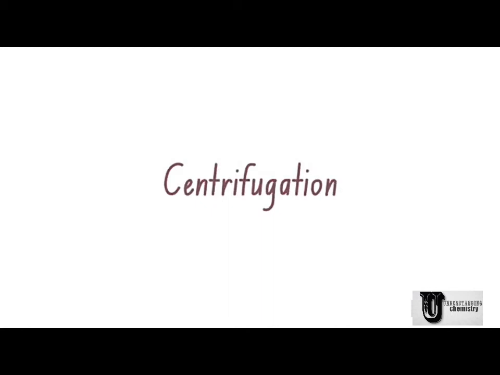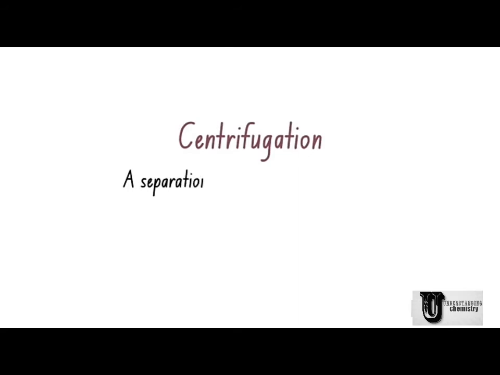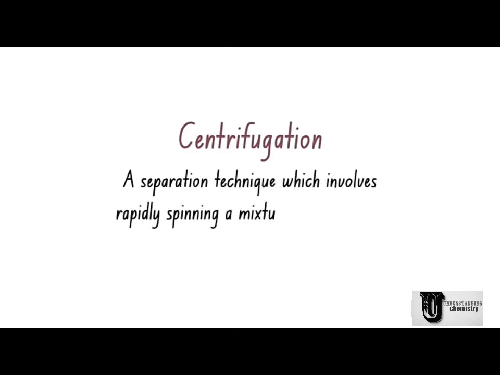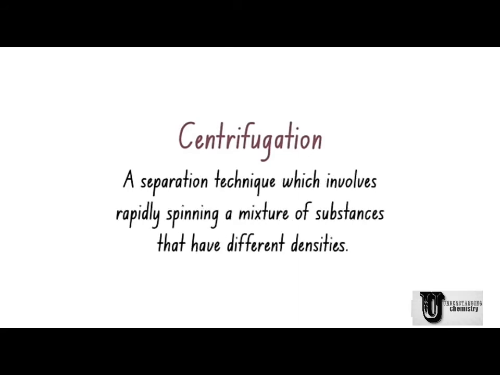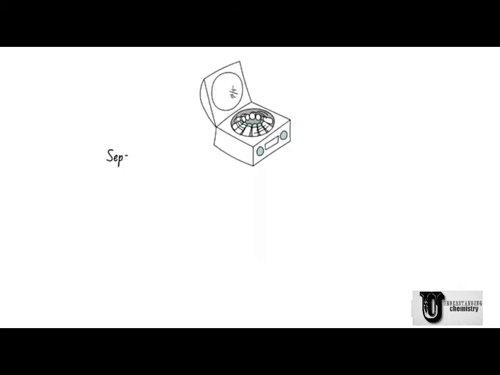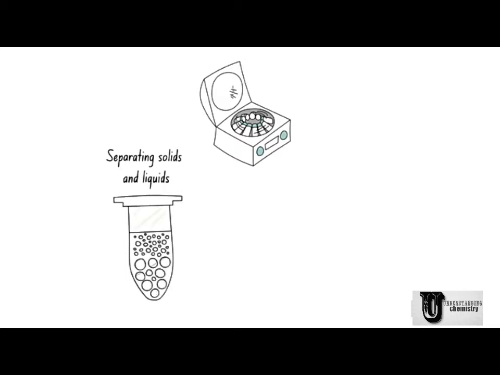Centrifugation is another separation technique that relies on differences in density. This involves rapidly spinning a mixture of substances that have different densities. Centrifugation can be used to separate solids and liquids if they have different densities. The more dense solids fall to the bottom of the container, while the less dense liquid floats on top. This process is essentially the same as sedimentation, except it occurs faster because the mixture is spun in a centrifuge.